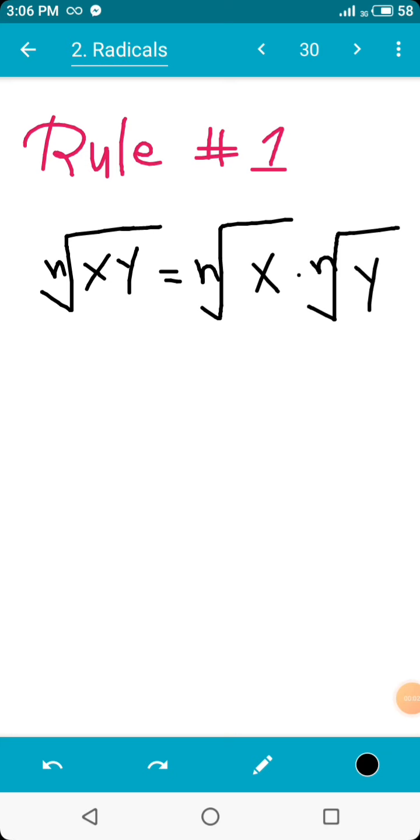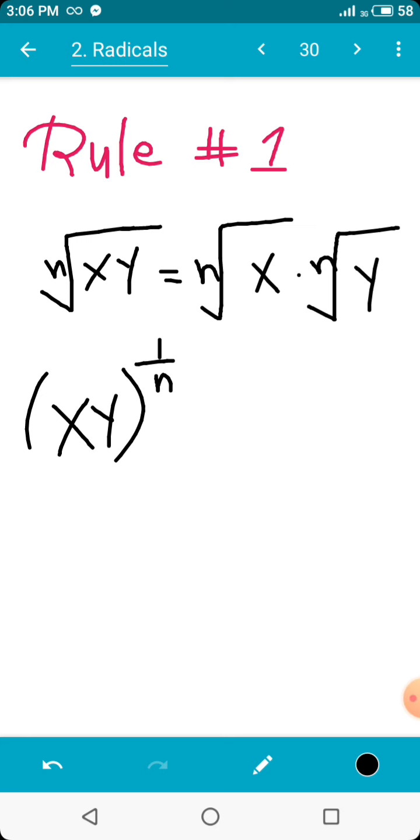Okay, so let's have the rule number 1. So we have nth root of xy equals nth root of x times nth root of y. Okay? So, paano na po yung gantong rule? So, balikan natin yung fractional exponent. So, we have here xy raised to 1/n. Okay? Hindi pa tayo nagbigay ng specific na root, kaya n muna for the meantime.